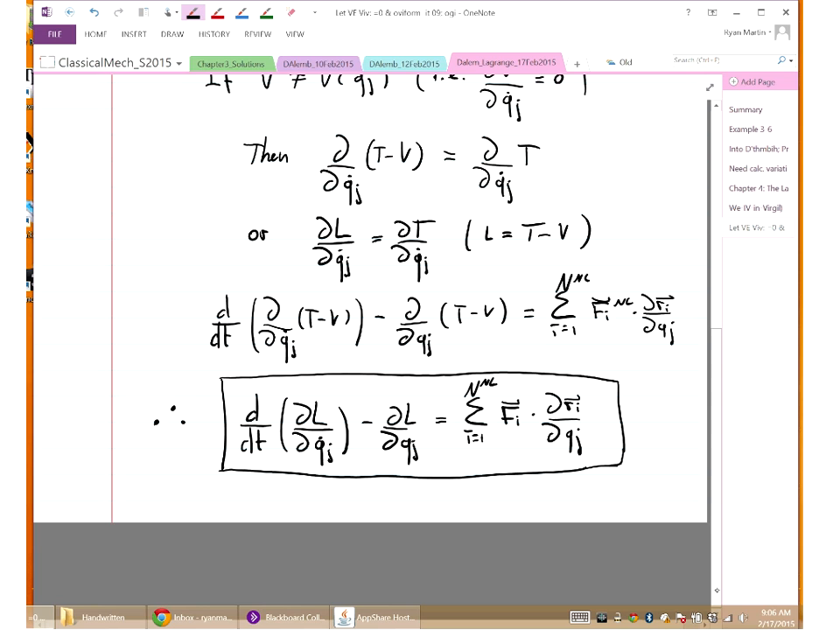Okay, so if there are no non-conservative forces, we've actually come out with our goal, which is a way of describing a classical system without using vectors. If there are no non-conservative forces, then it's only the left-hand side of this equation that you care about. And so you only need to be able to calculate L in terms of the Qj. And L is built from the kinetic energy. You can write out the kinetic energy without drawing any vectors.